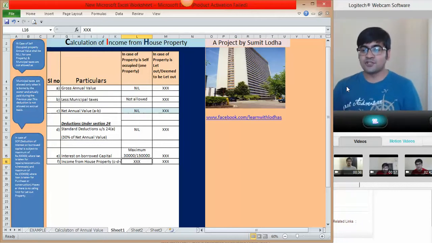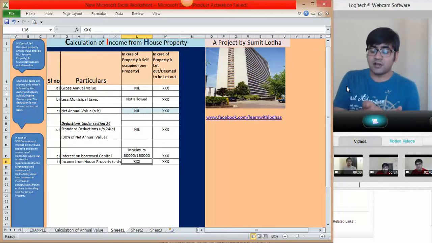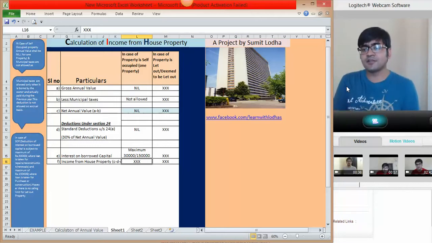And the most important thing, this loss can be adjusted against your salary income. If you have 5 lakh rupees taxable salary and 1,50,000 house property loss, that can be adjusted against it, and net 3,50,000 rupees is your taxable income on which you are going to pay income tax. So it is a very beneficial provision as far as the Income Tax Act is concerned, Section 23(2).